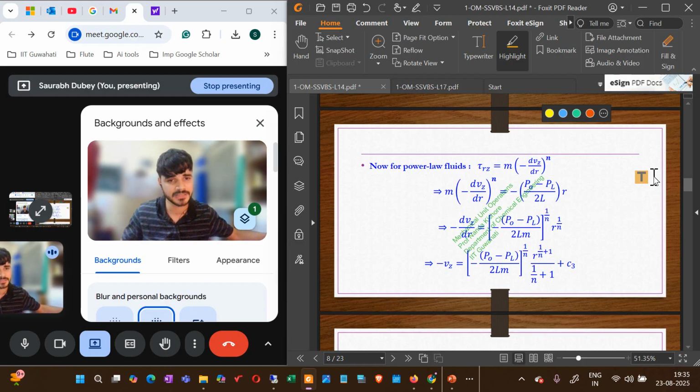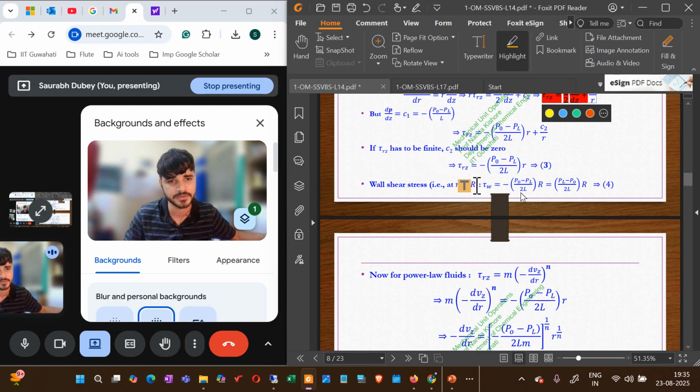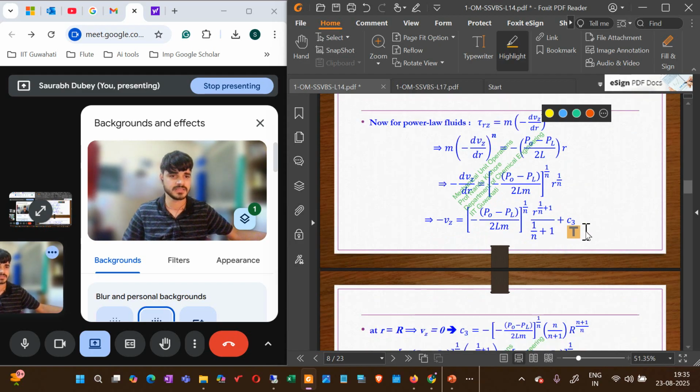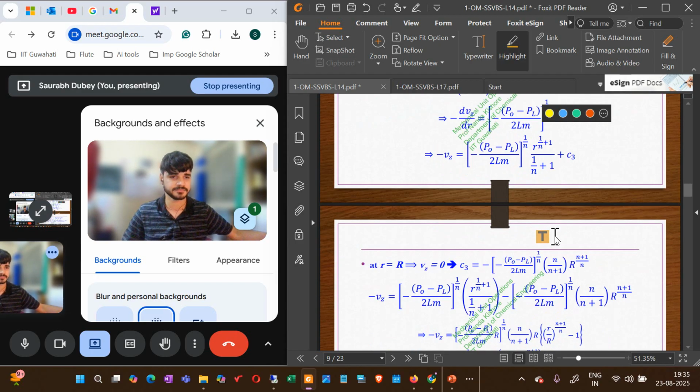So you just put this tau rz value, which is derived from the power law, here in equation 3, and you will get this. Just rearrange it: divide both sides, keep m on this side, and take the power 1 by n on both sides. And Vz is this, plus C3 once you integrate it.